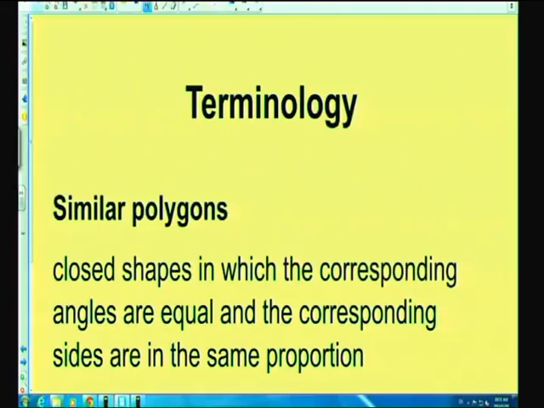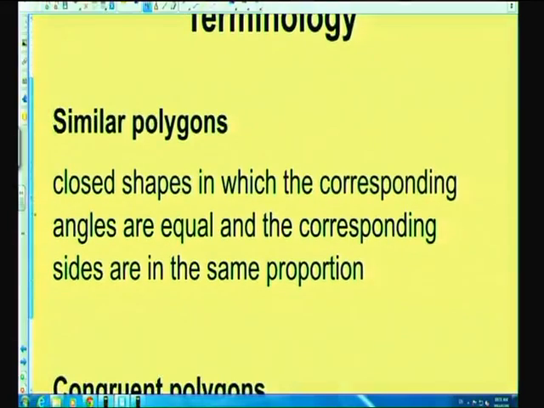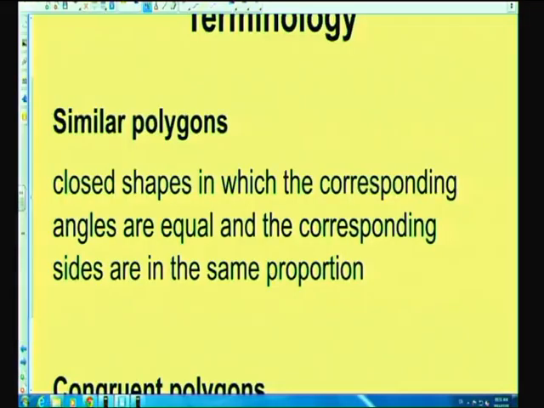Right, so if we talk about similar polygons, first of all we need to talk about what a polygon is. Poly means many, and so it means a many-sided figure. In actual fact, you're probably mostly going to see triangles, but there's no rule that says that has to be the case. Basically it's saying they are closed shapes in which the corresponding angles are equal and the corresponding sides are in the same proportion.